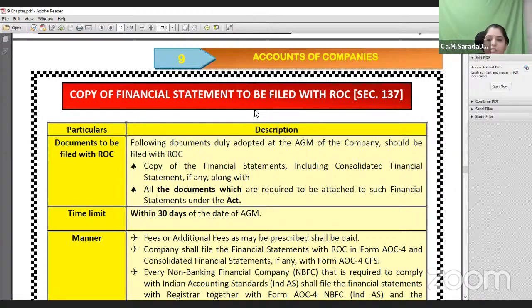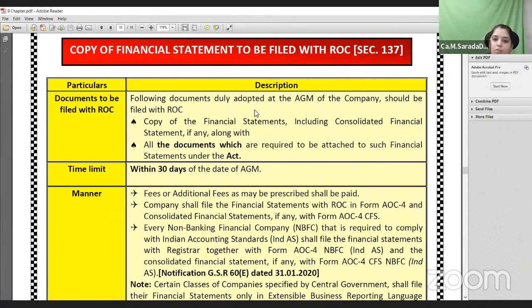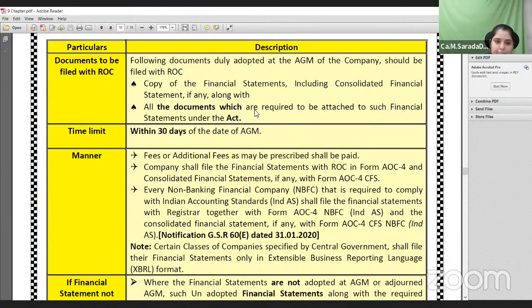Okay. So once these are prepared and audited, a copy of these financial statements, including consolidated financial statements and all the necessary documents, has to be filed with the ROC within 30 days from the date of AGM. Remember, all the necessary documents along with the audited financial statements should be filed with the ROC within 30 days from the date of AGM. Okay, it's very, very important. They should file it to the ROC in the prescribed form.